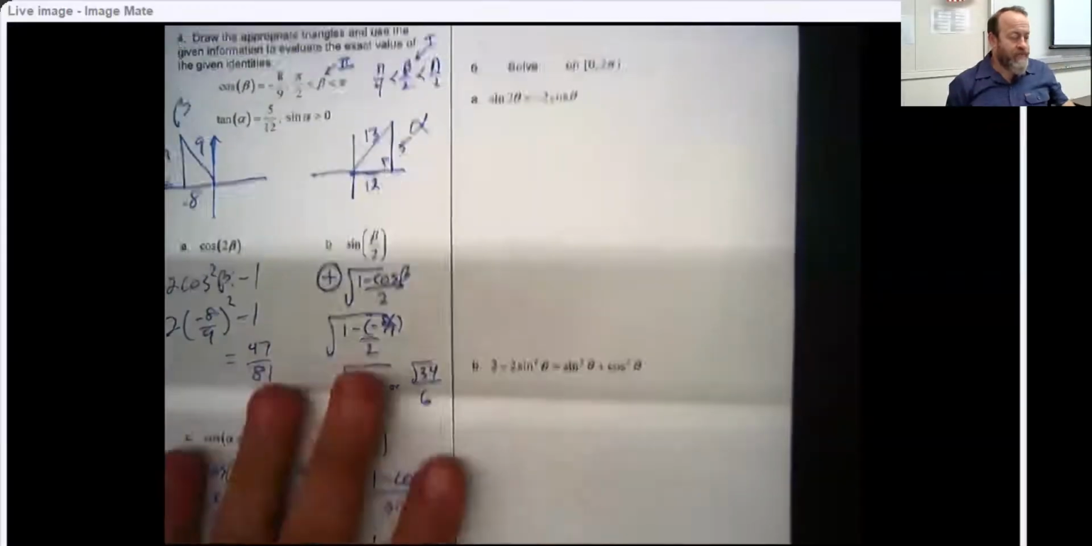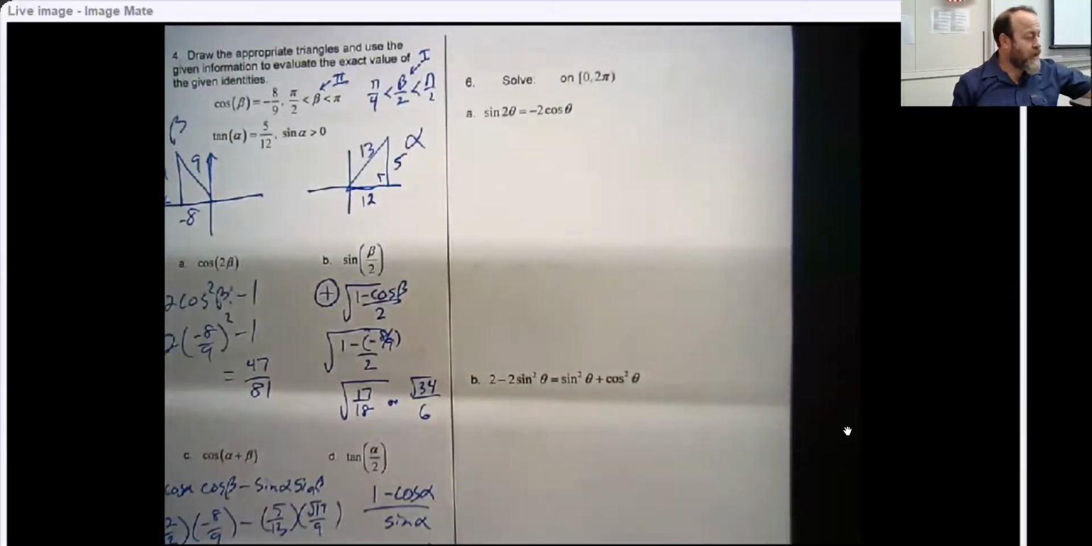Okay, so let's see what we can take care of in this video. We're going to jump into a totally different style of problem coming up, where we're actually just finding out where a couple of things happen. So we're going to find out where the sine of 2 theta is the same as negative 2 cosine theta.